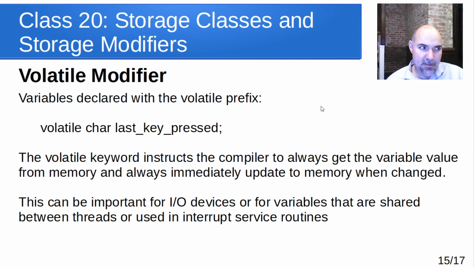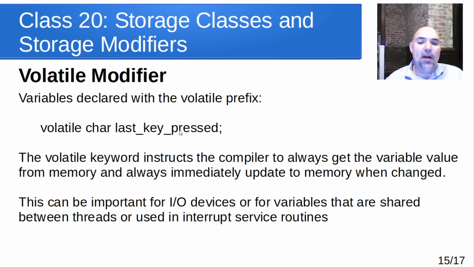This one is especially important if you're doing low-level systems programming like an embedded system or an operating system. And what volatile does is you basically just put it as a prefix like the other ones. What volatile says is, hey compiler, when you go to use this variable, always go to memory to get the value. And if you change the value, always put it directly back in memory.